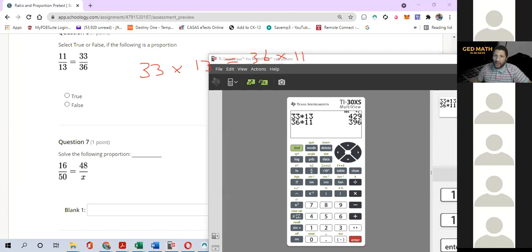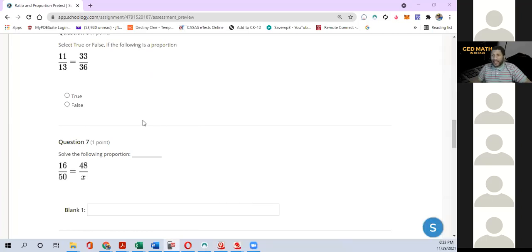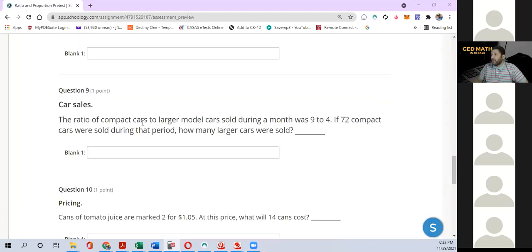Now, let's look at some of these word problems. I had another email. Somebody said, Mr. Tinsley, I got 100 on your ratio and proportions, but I can't do a word problem. Okay, let's look at a word problem.